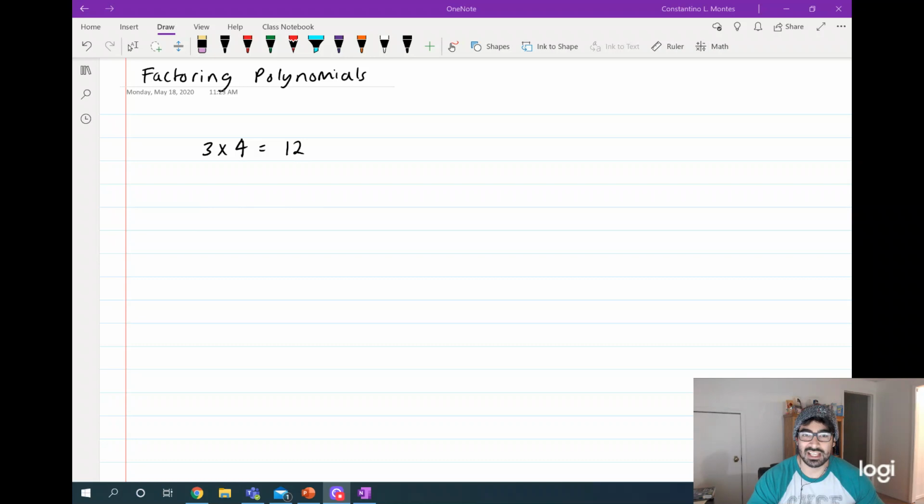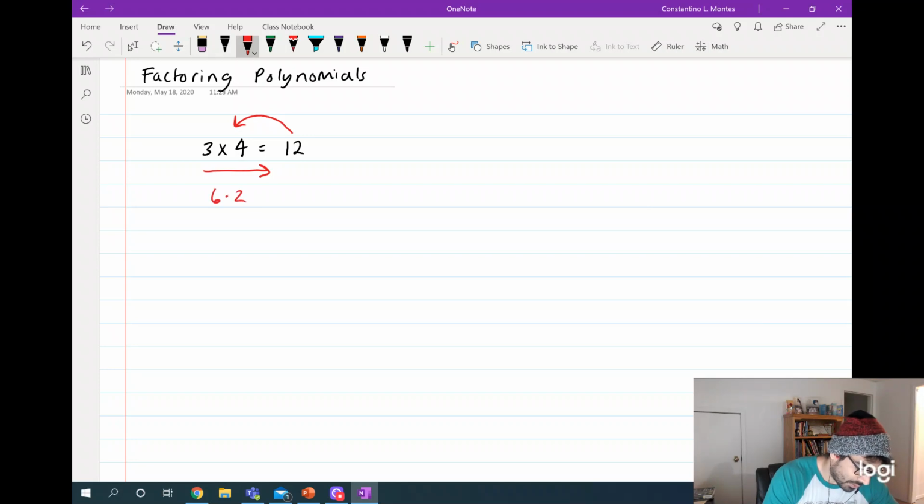So I've written an example down here for you. 3 times 4, which is obviously 12. So the process of multiplying, like we were doing last week, was taking these two numbers and multiplying to give us 12. The process of factoring is us reverse engineering this. We're given 12 and trying to figure out what we multiply to give us 12. The only difference here is that 3 times 4 gives us 12, but so does 6 times 2, 12 times 1, and I think that's it.